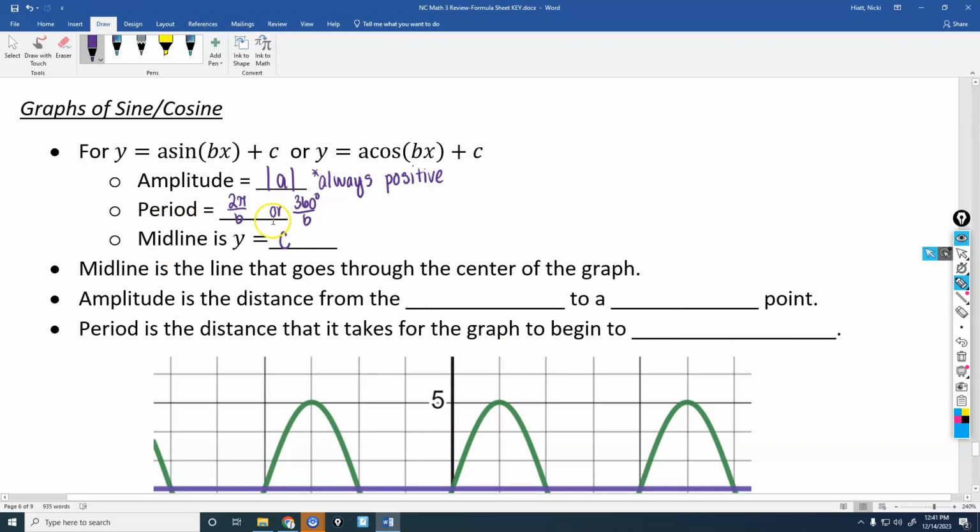Good point. All right, so that means this number right here, whatever's in front of your sine, that is your amplitude. And this number back here, whatever you're adding or subtracting, that is your midline. So that's helpful to know. B is not your period. You got to do 2 pi over B to find the period.